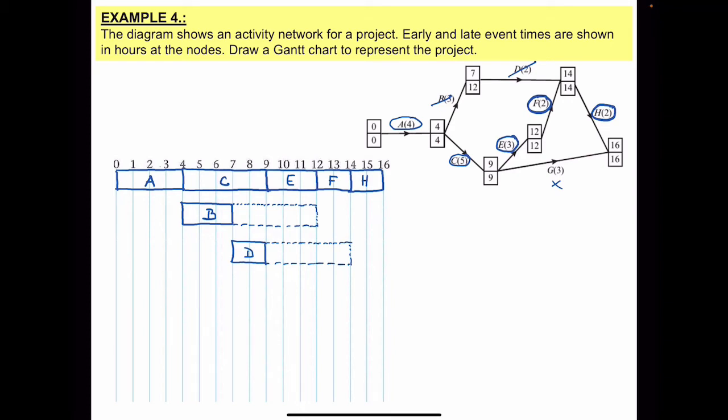And then the last one that I still didn't do is G. G starts at 9. It takes 3 hours. And the float is 16 minus 3 is 13, minus 9 is 4. 1, 2, 3, 4. So this is the cascade chart or Gantt chart to represent the whole project.